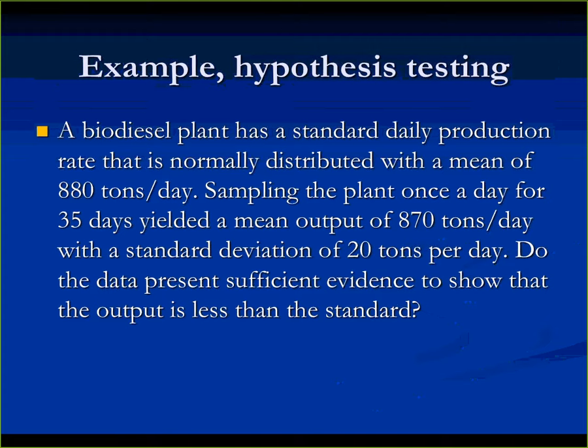So here's an example in hypothesis testing. A biodiesel plant has a standard daily production rate that is normally distributed with a mean of 880 tons per day. Sampling the plant once a day for 35 days yielded a mean output of 870 tons per day, with a standard deviation of 20 tons per day. Do the data present sufficient evidence to show that the output is less than the standard?